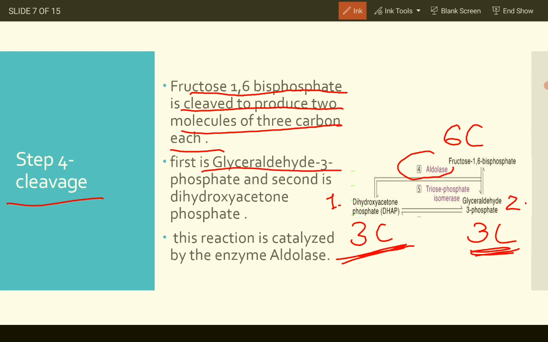Now first the glyceraldehyde 3 phosphate and second is dihydroxyacetone phosphate. These are the two molecules which are both 3 carbon, and this reaction is catalyzed by the enzyme aldolase.